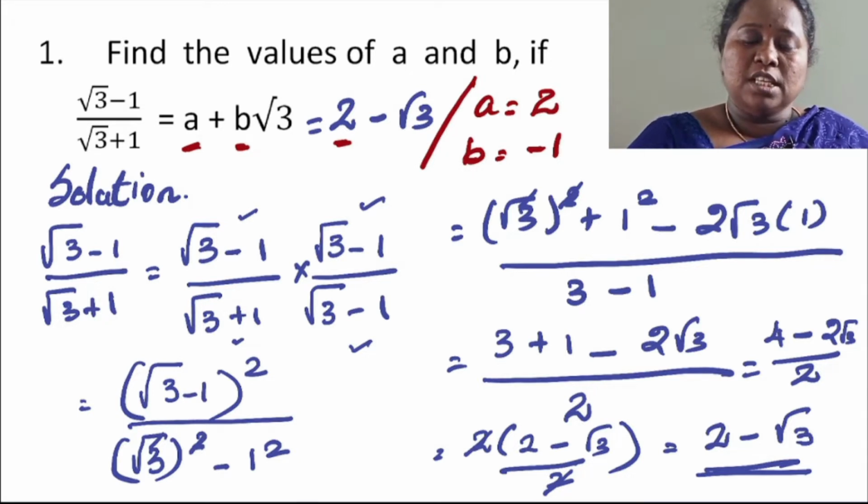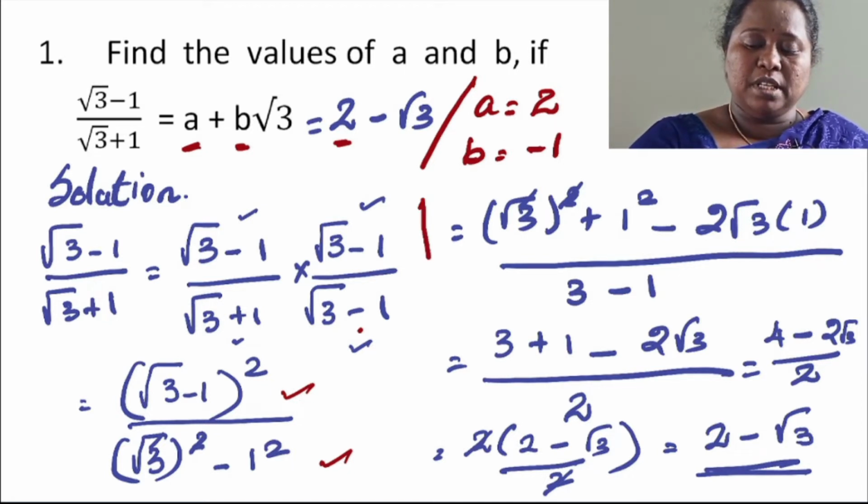Please listen carefully. See here, root 3 minus 1 divided by root 3 plus 1. If I want to express this in the form of a plus b root 3, I have to take the conjugate. How to take the conjugate? See, in the denominator I have root 3 plus 1. So, I am going to multiply and divide by root 3 minus 1 and root 3 minus 1. When I multiply in such a way, in the numerator I will have root 3 minus 1 the whole squared. In the denominator I have root 3 the whole squared minus 1 squared.